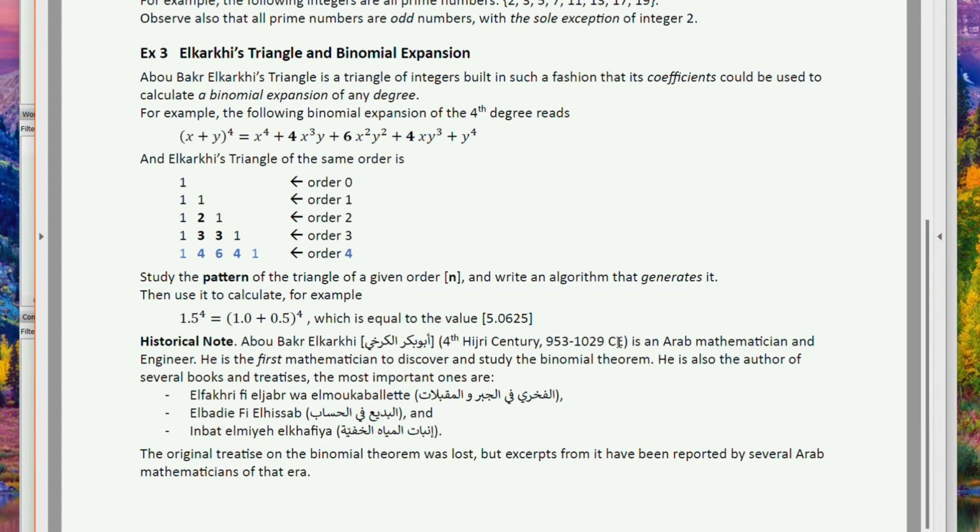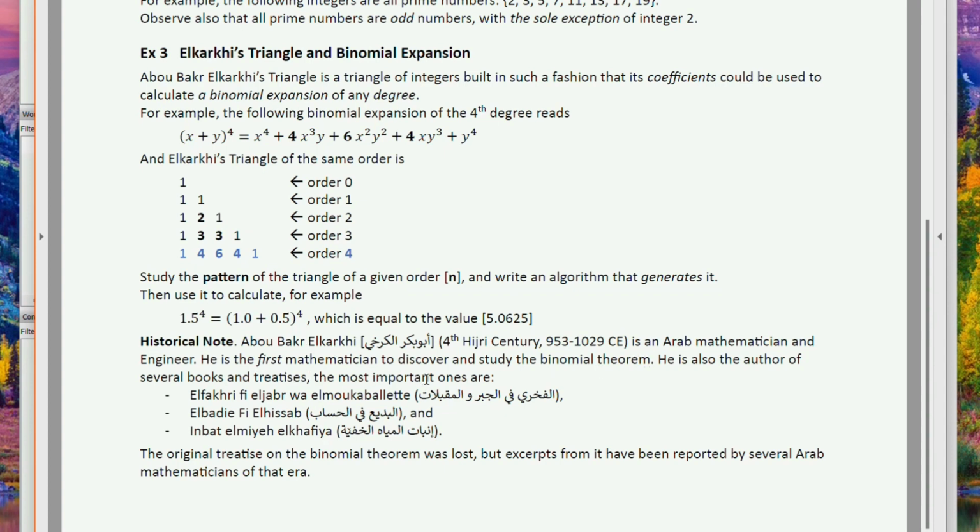So that's about 10 centuries ago. He's an Arab mathematician and engineer. Actually, most of his work is in Baghdad. He is the first mathematician to discover and study the binomial theorem. The binomial theorem relates this expression to this triangle, the coefficients of the triangle to the binomial. This is the theorem. He is also the author of several books and treatises.